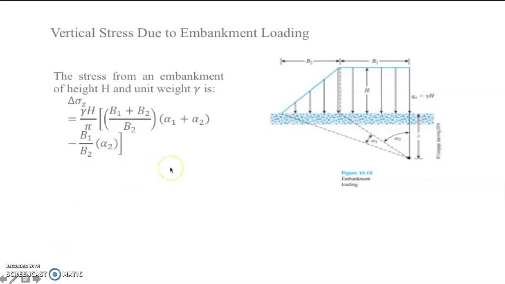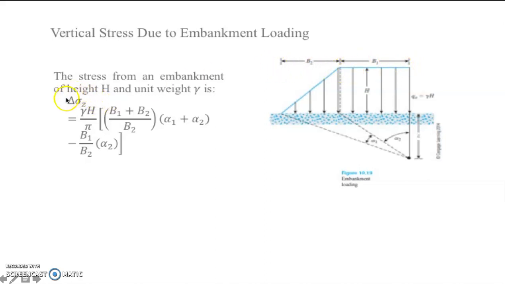Now we move on to the vertical stress caused by embankment loading. This is an illustration for an embankment loading. You have here an embankment. This is the stress that you're going to compute: the stress at this point at a certain distance z along the y direction from the embankment. Of course, the embankment has a height of h. From this point, this is b1. From this point towards this point, that is b2.